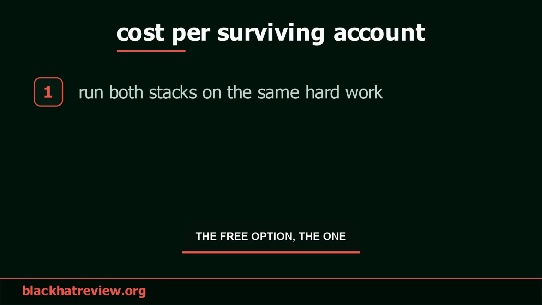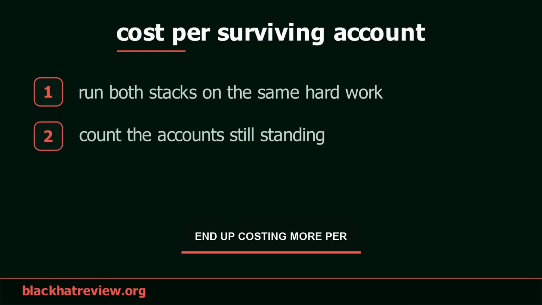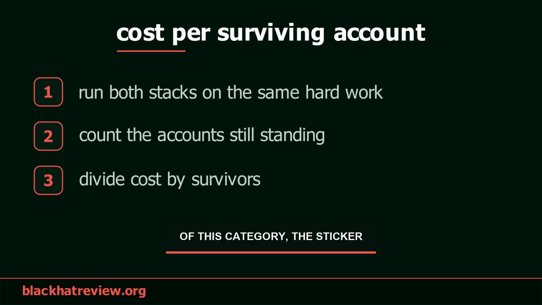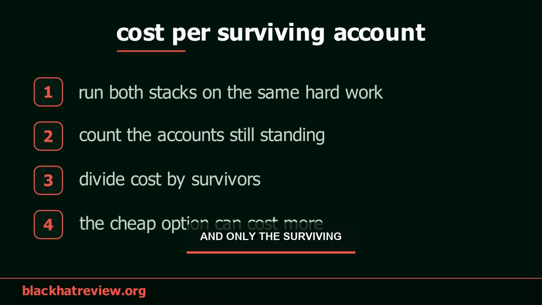The free option, the one that looked cheap, can easily end up costing more per surviving account than the paid one, because you are paying again and again to replace what keeps dying. That is the whole trick of this category, the sticker price and the real price point in opposite directions, and only the surviving account number tells you the truth.